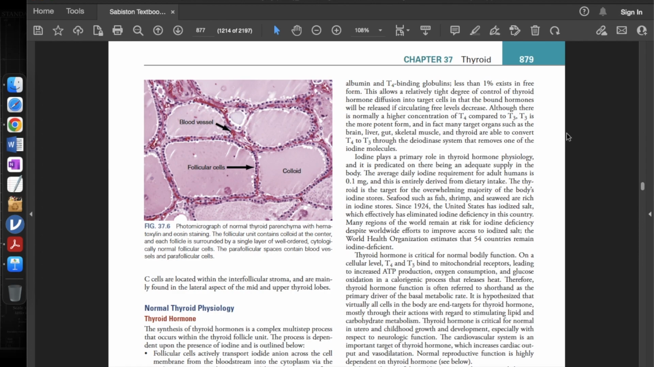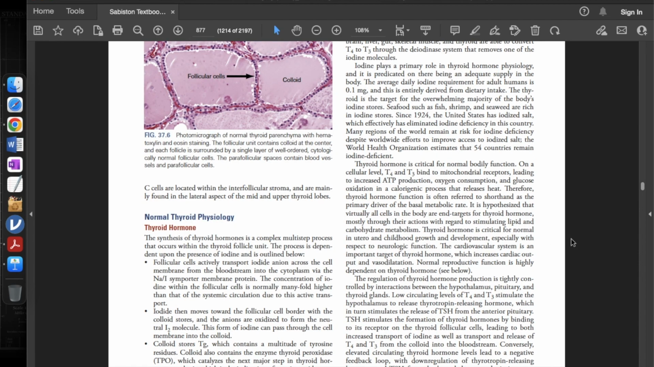Iodine plays a primary role in thyroid hormone physiology, and it is predicated on there being an adequate supply in the body. The average daily iodine requirement for adult humans is 0.1 milligrams, and this is entirely derived from dietary intake. The thyroid is the target for the overwhelming majority of the body's iodine stores. Seafoods such as fish, shrimp, and seaweed are rich in iodine. Since 1924, the United States has iodized salt, which effectively has eliminated iodine deficiency in this country. Many regions of the world remain at risk for iodine deficiency despite worldwide efforts to improve access to iodized salt. The World Health Organization estimates that 54 countries remain iodine deficient.